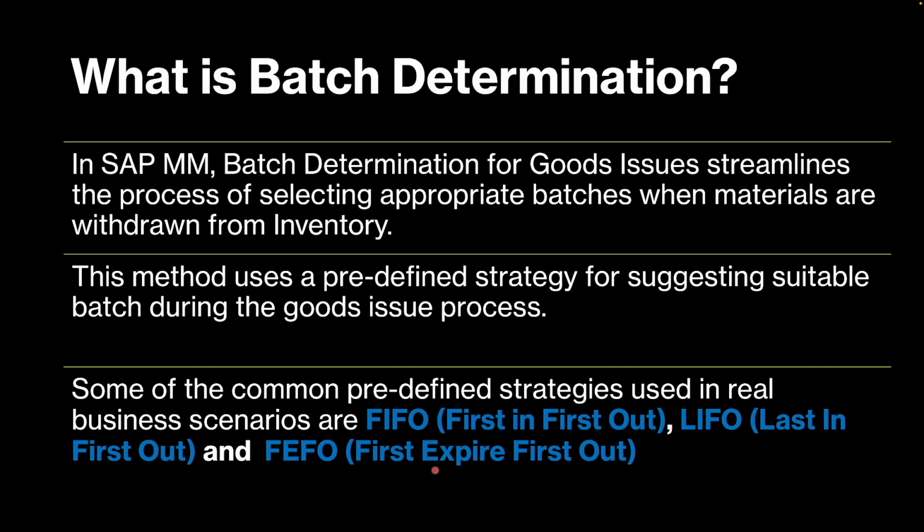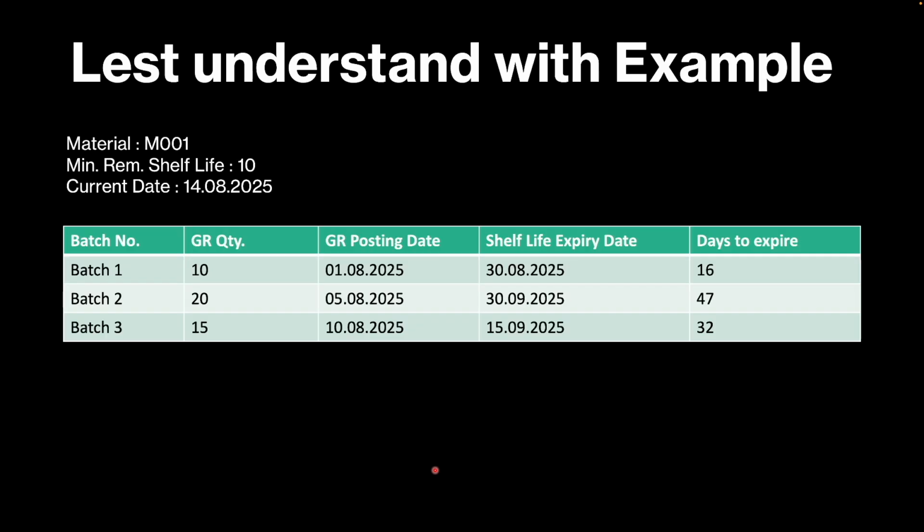So we'll see all these three strategies in action and we'll see how we can design these strategies in SAP so that the system does the batch determination process automatically for each of these strategies. So first, let's understand all of these three strategies through an example. Let's say that you have a material code M001. This material code has a minimum remaining shelf life of 10 days and the current date on which we are doing this batch determination is 14th of August 2025.